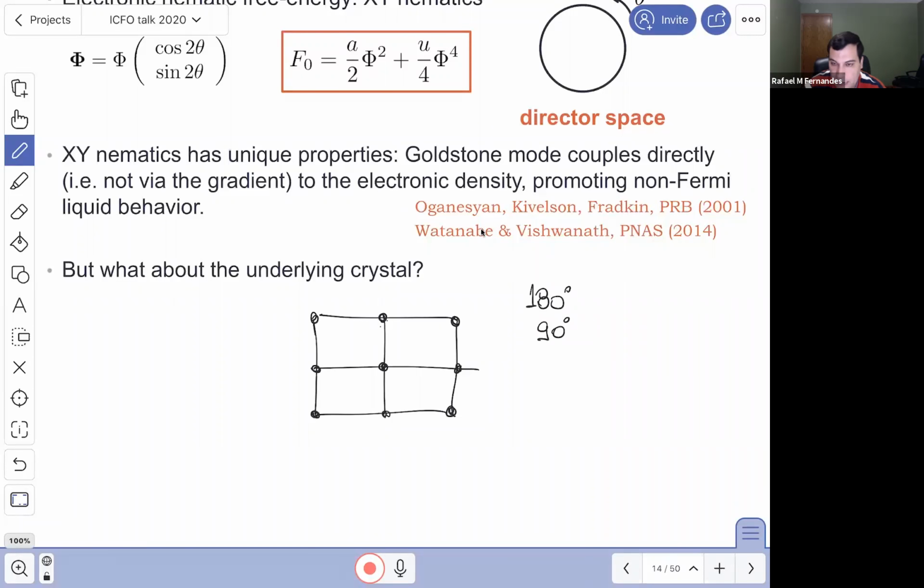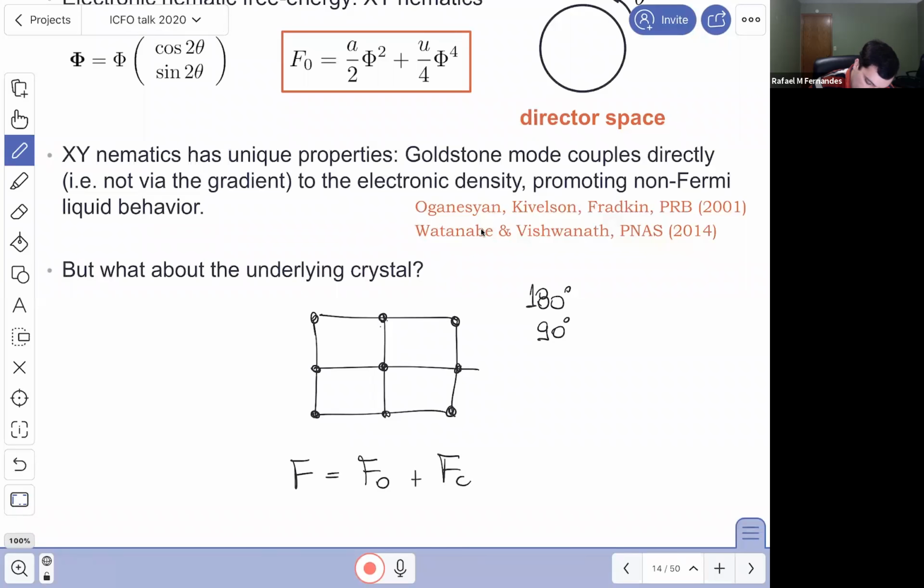I can't really have an arbitrary rotation. In other words, my Fermi surface is not circular to start anyway, and I can't just distort it in any way I want. So there has to be a restriction. And the key point that I want to make is that the crystal adds a term in your free energy.